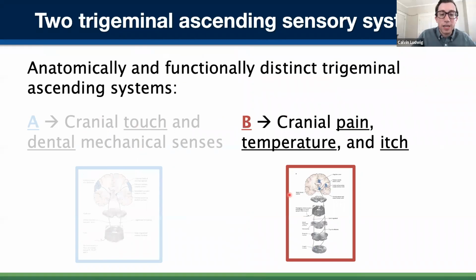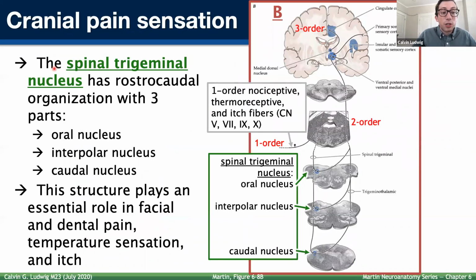Now we're going to take a look at B, cranial pain, temperature, and itch in red. The spinal trigeminal nucleus has a rostral caudal organization with 3 parts. I mentioned this a little bit before. First is the oral nucleus. Second, the interpolar. And then the most caudal, aptly named, is the caudal nucleus. These are depicted here in sections of this part of the brain, 1, 2, 3.